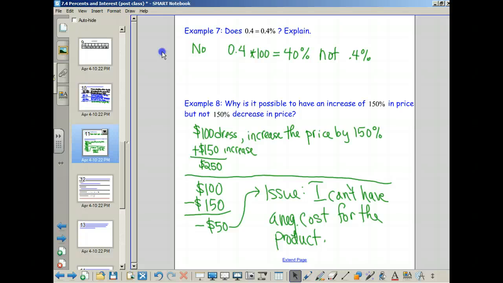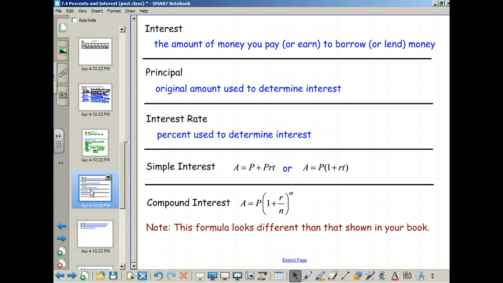In my entire value of the item is I can just pay nothing. Which is what we would want either. It's not helpful to our business. All right. So you guys have seen this equation before.